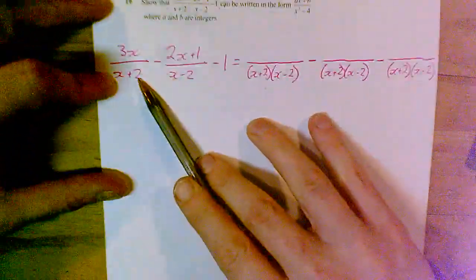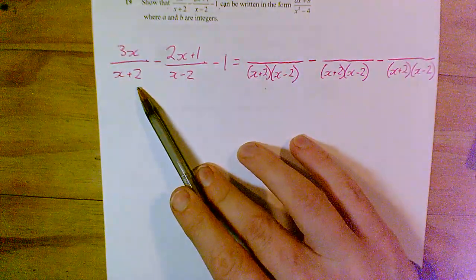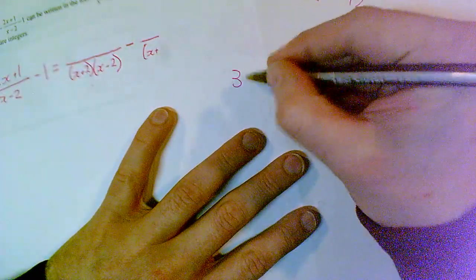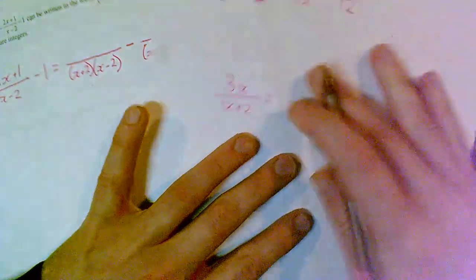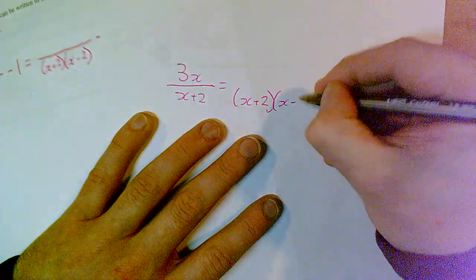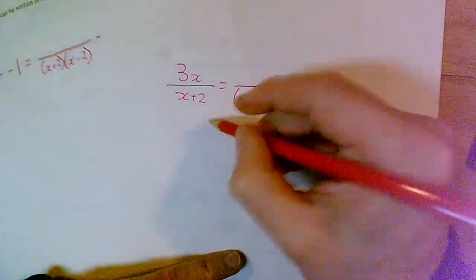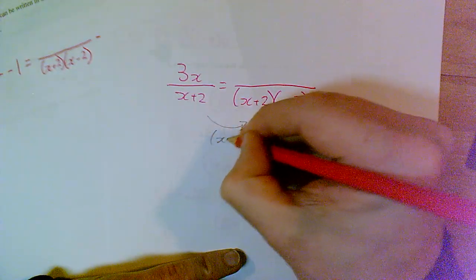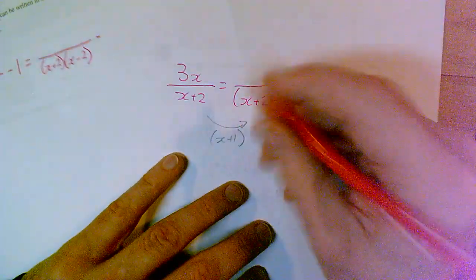Now, to get from 3 over x plus 2, I'm going to demonstrate this separately for those of you that don't quite follow this, but I wouldn't write this in my actual exam. If I've got 3x over x plus 2, and I'm trying to get the denominator to be x plus 2, x minus 2, I'm multiplying the denominator by x plus 1. No, sorry, no, that's rubbish. Just ignore that.